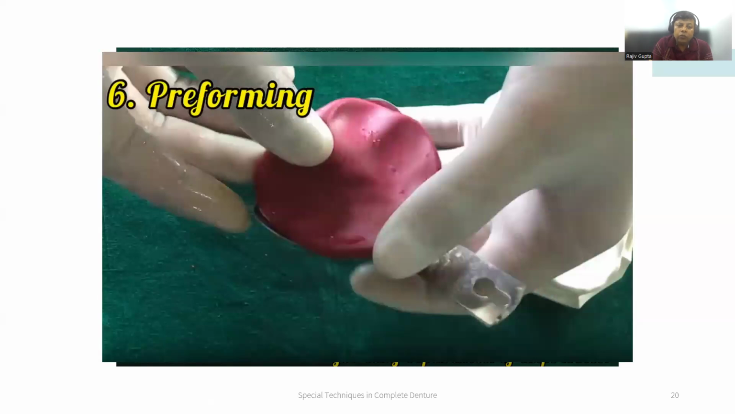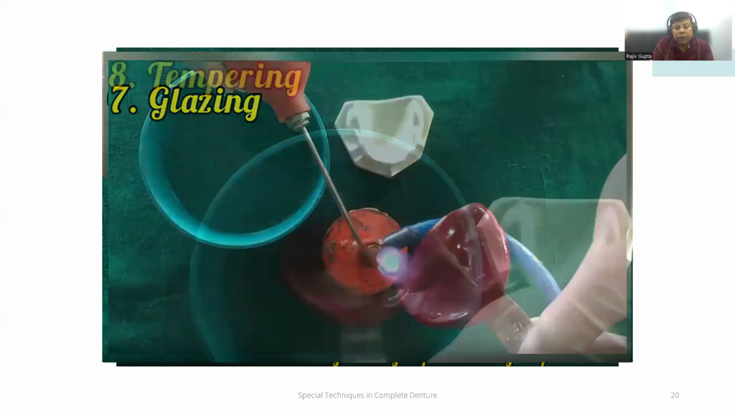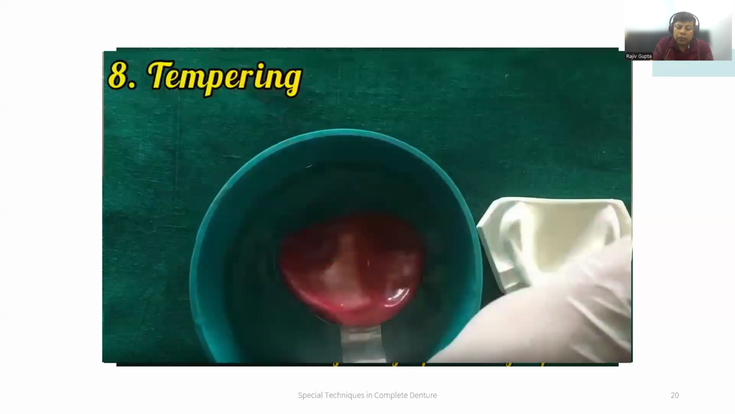And after that, we have to do the step of preforming it. So preforming means we are shaping the material in such a way that the final impression should be. So we are exactly preforming your tray. Then just heat it. That's known as glazing and tempering. So that brings the temperature to a level so that it should not hurt your patient.